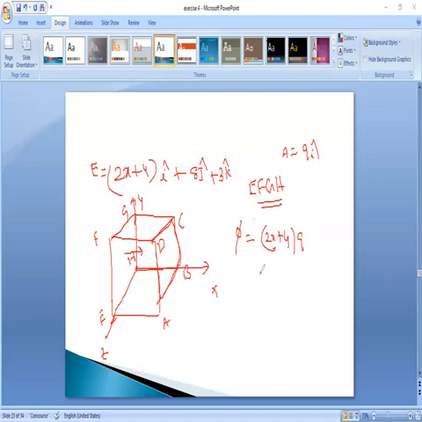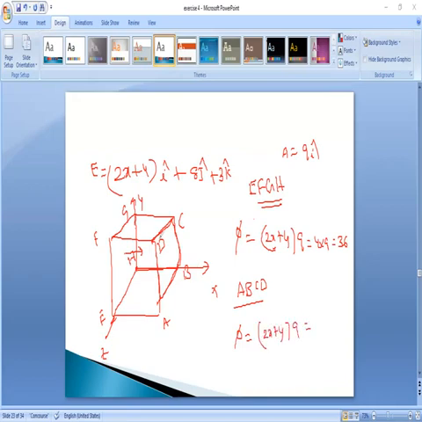So if x position is 0, then this will be 4 into 9 only, which is equal to 36. Okay, now the other surface I consider, the other surface is ABCD. In case of ABCD, what is the flux here? Here also the same thing, 2x plus 4 into 9.